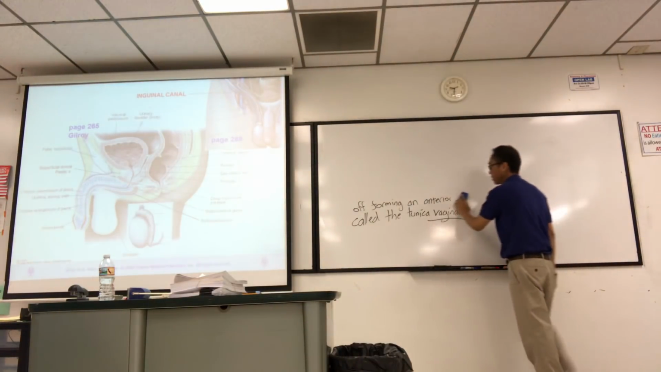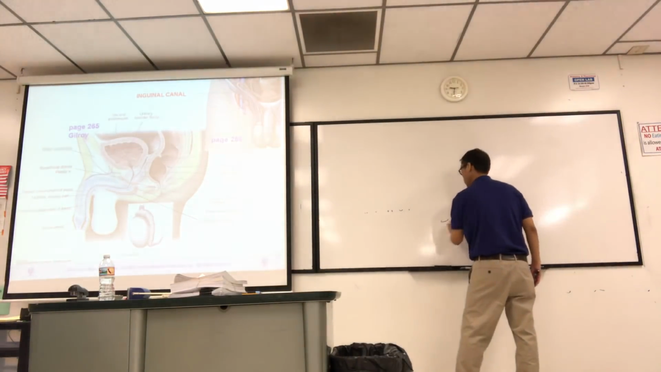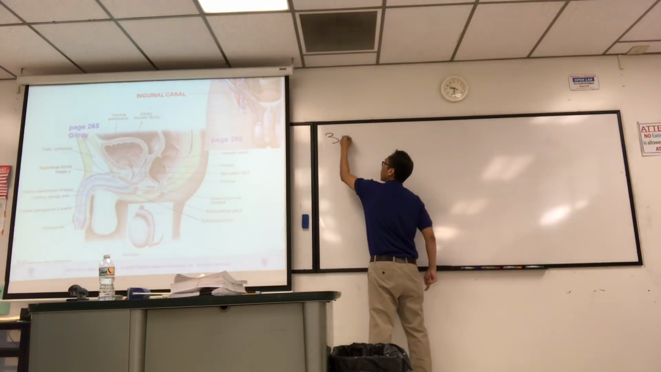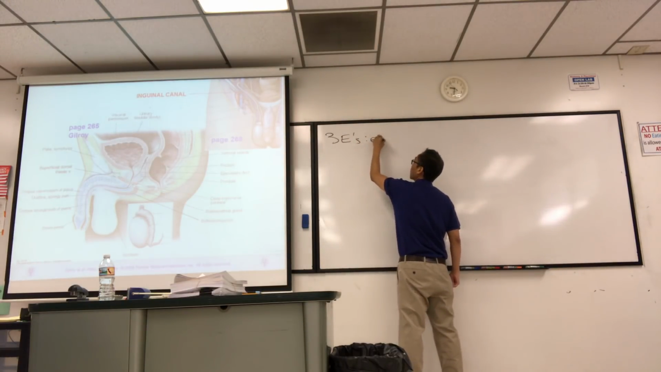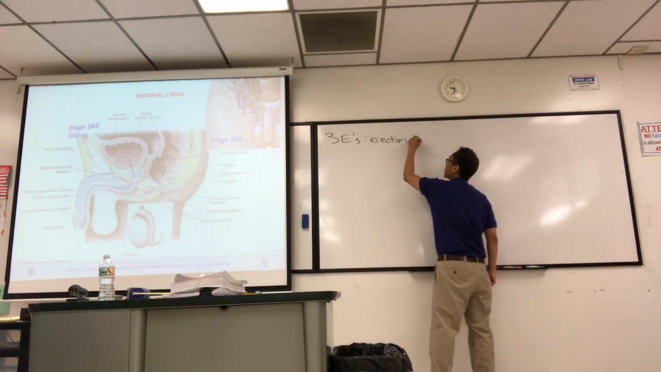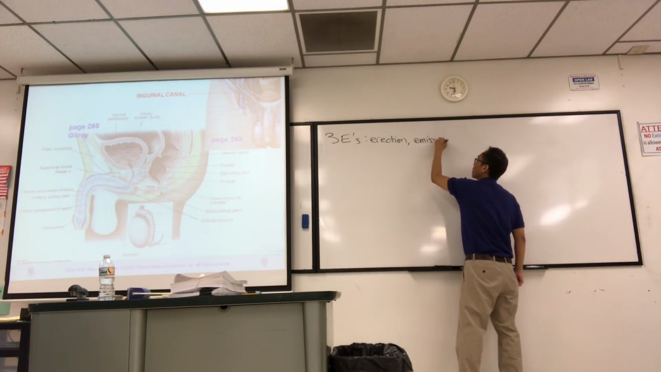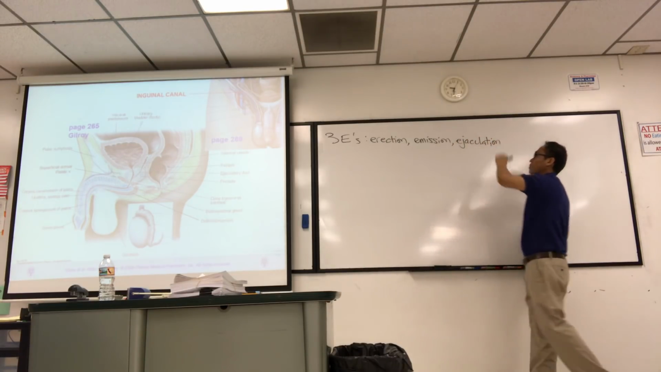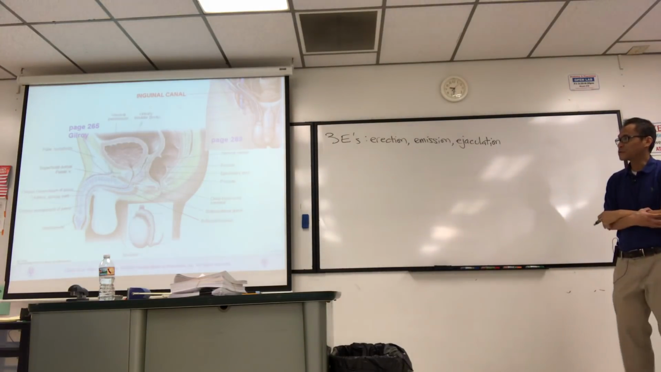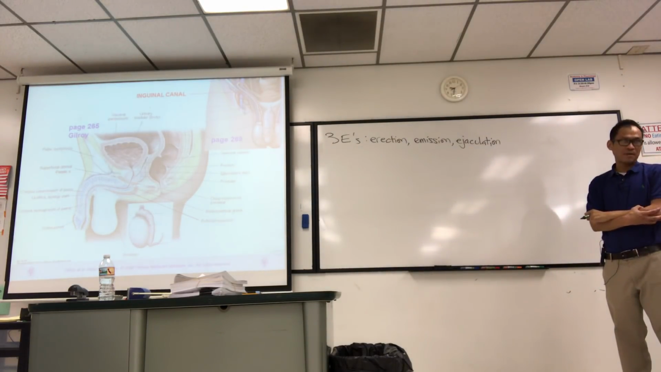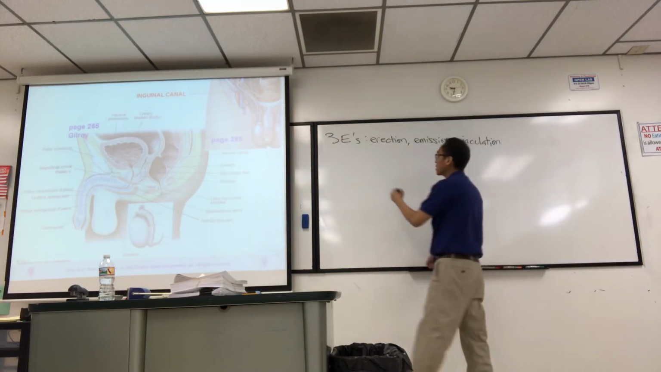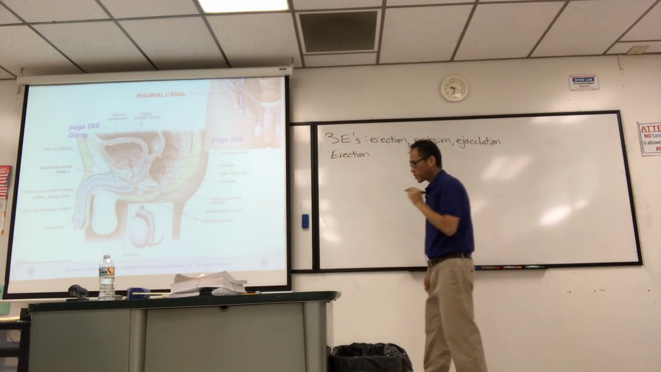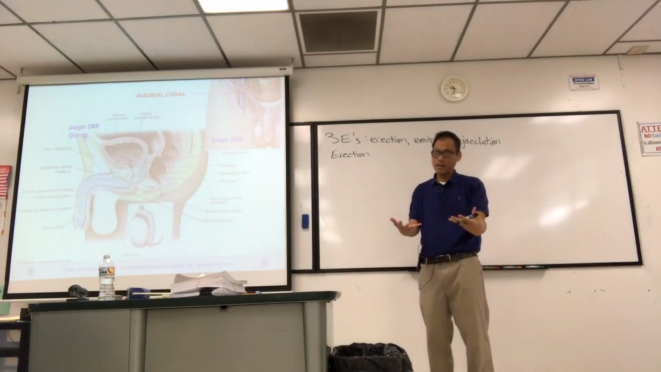Summarize, go through it. So the 3 E's in male repro: erection, emission, ejaculation. If a male is to reproduce, the first thing is that you must achieve erection of the penis. It's the first thing, you take it one at a time. Specifically, it's an erection of what are called the erectile bodies.